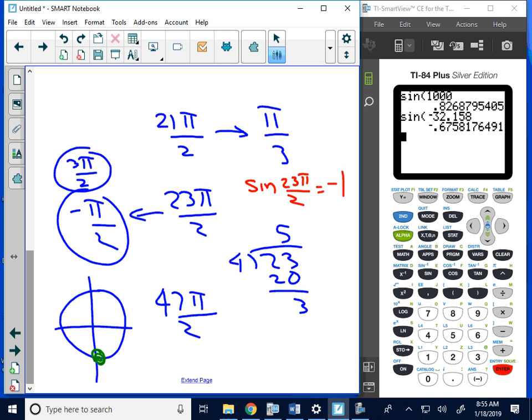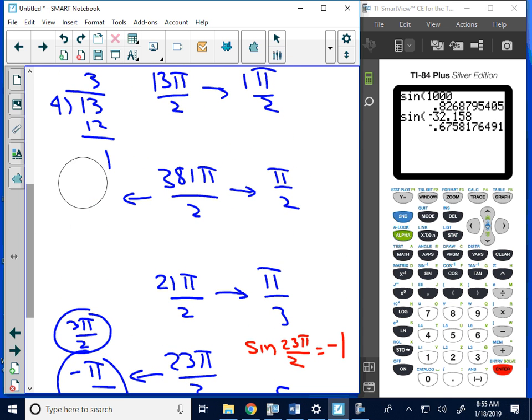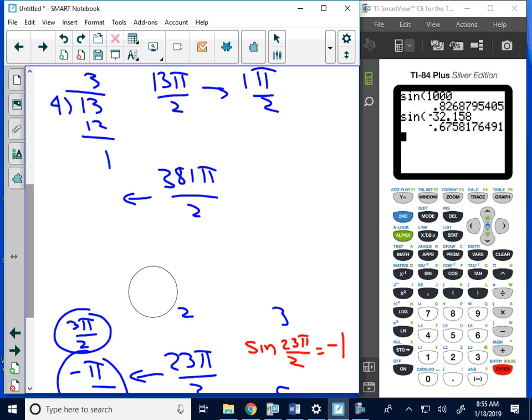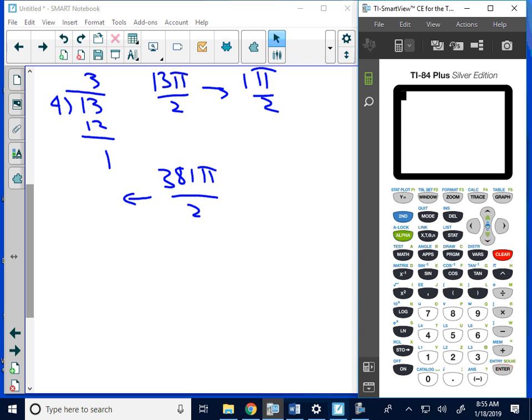If I wanted to go back and do the problem that I'm dealing with, this 381 over 2, just divide it by 4 and look at the remainder. I said you could use your calculator. Here's 381 divided by 4. What's left over? Is it 1, 2, or 3? It goes 95 times with 1 left over, right? So this is going to be the same as pi over 2.